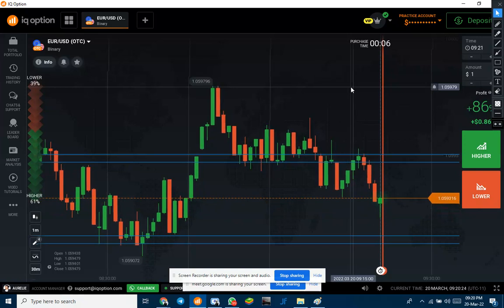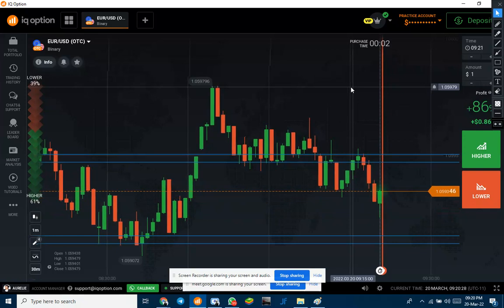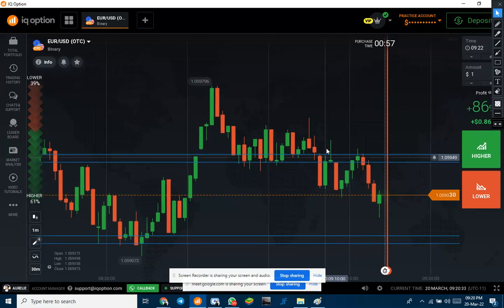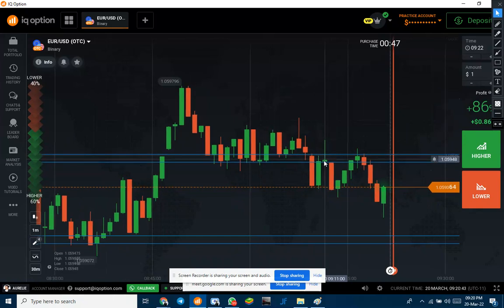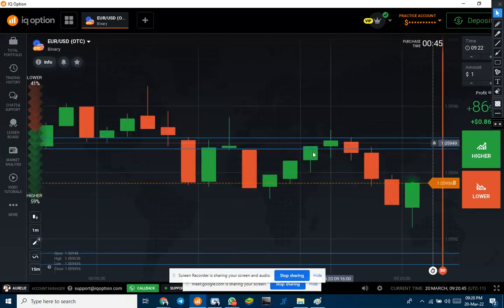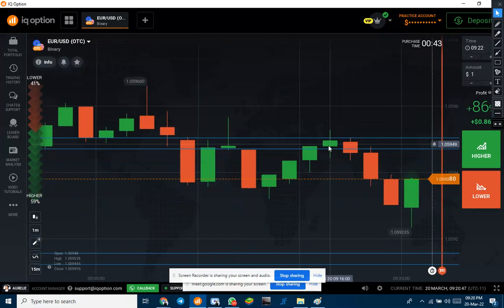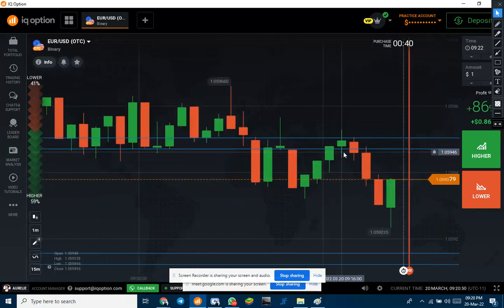The market is weak, the price is weak, the buyers are weak, so they can't push the price much further. So the sellers took over. Same thing here. This candle is not weak, but here the buyers become weak. Same thing here. This candle is not weak, but the buyers become weak. That is why sellers entered.